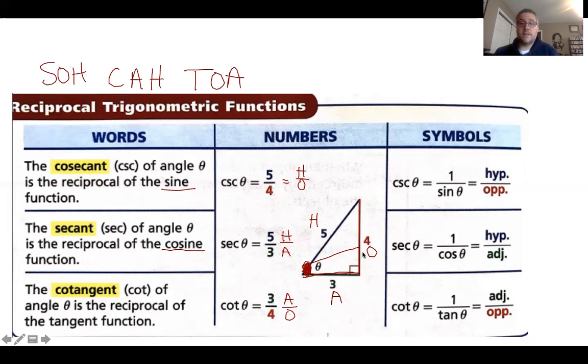Okay, so these are just reciprocal functions. The cosecant is related to sine, it's its inverse. The secant matches up with cosine, and cotangent matches up with tangent.